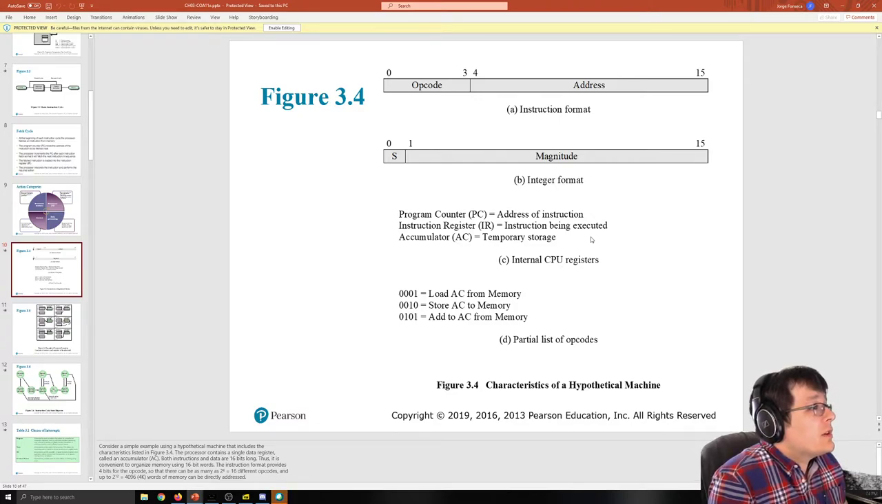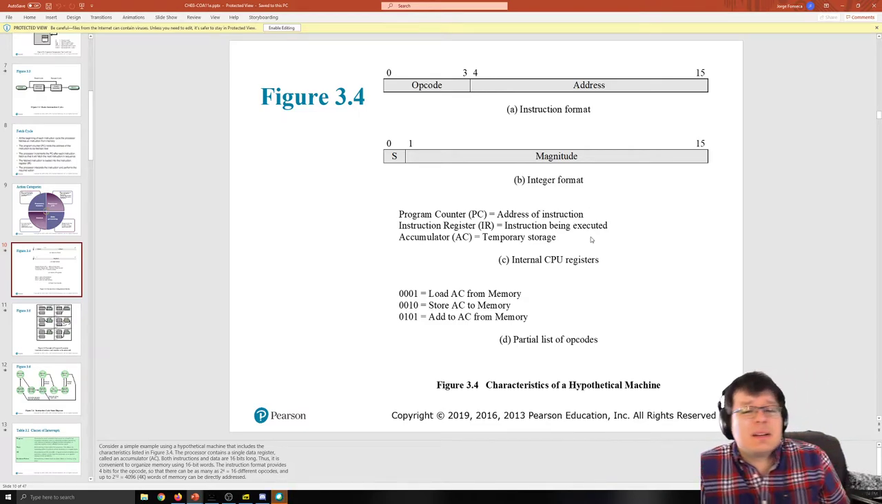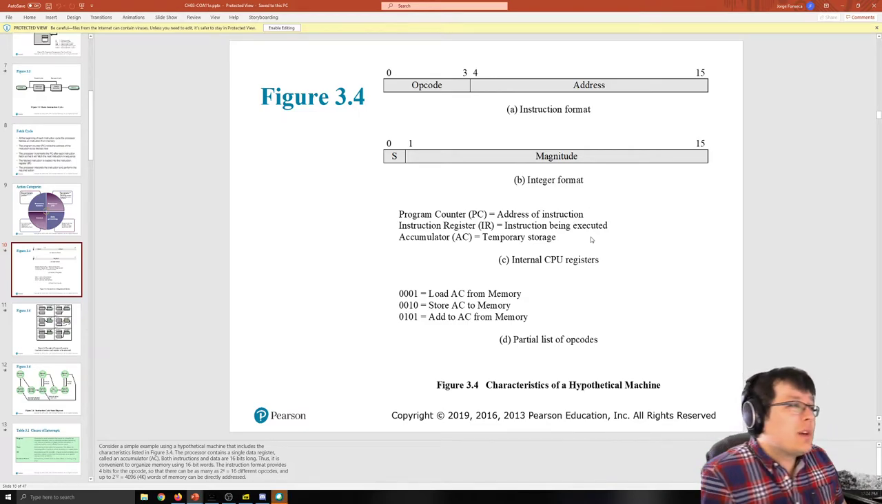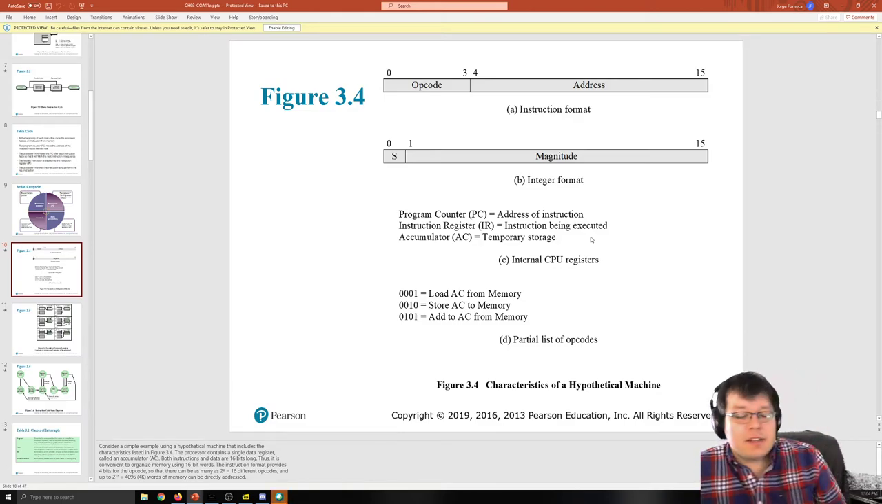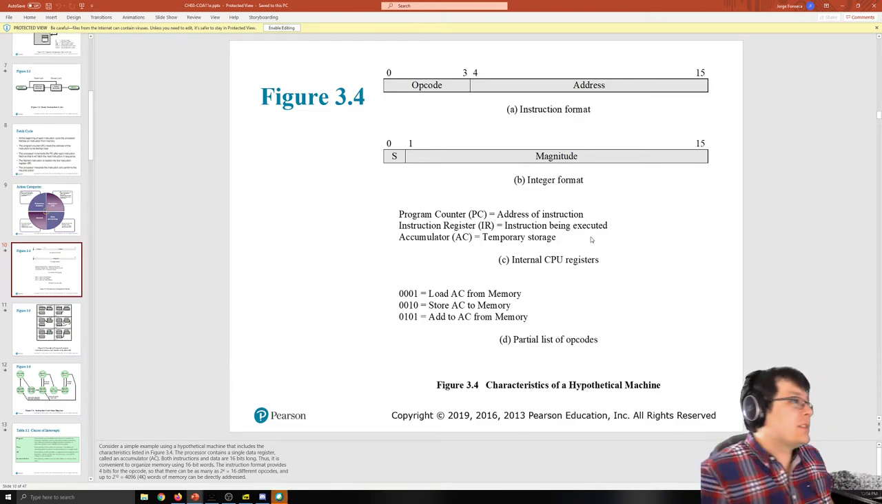Why would the integer format be sign magnitude instead of 2's comp? Let's talk about 2's comp once we get to complements, by the way. All right? But it's because it's just the way that we decided to set up our machine, okay?